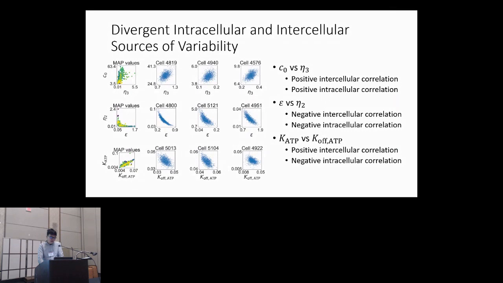For example, C0 and eta3 are positively correlated intercellularly, as shown by the top left figure, as well as intracellularly, as shown by the remaining figures in the first row. Epsilon and eta2, on the other hand, are negatively correlated both intercellularly and intracellularly. However, in the case of K-ATP and K-off ATP, the intercellular correlation is positive, whereas intracellular correlations are negative.